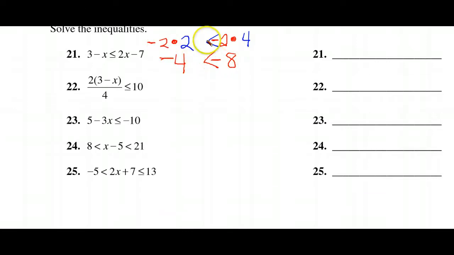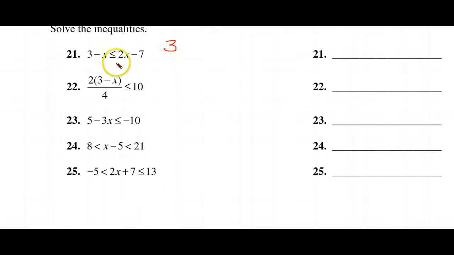So whenever we multiply or divide an inequality by a negative, to keep it true, we have to reverse the inequality sign. That's the only difference. And let's just go ahead and do these. One of the things is keep your variables positive. That way you never have to worry about dividing by a negative. So this is going to be 3.